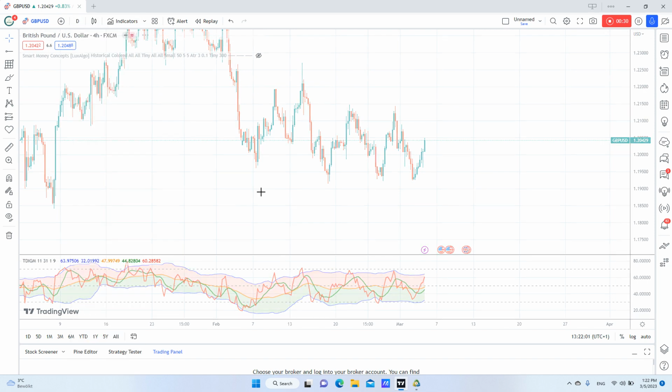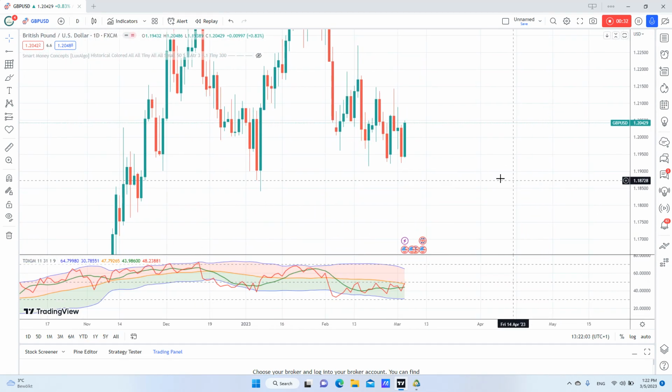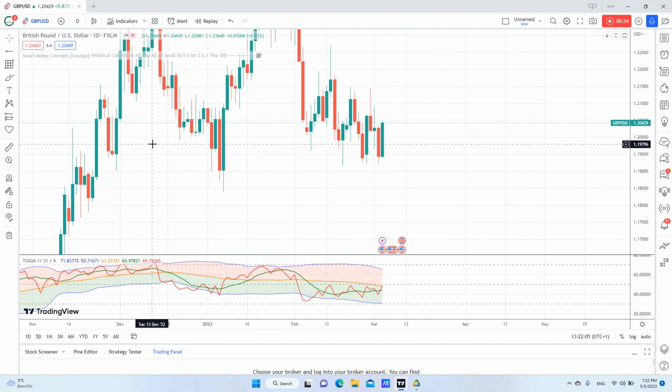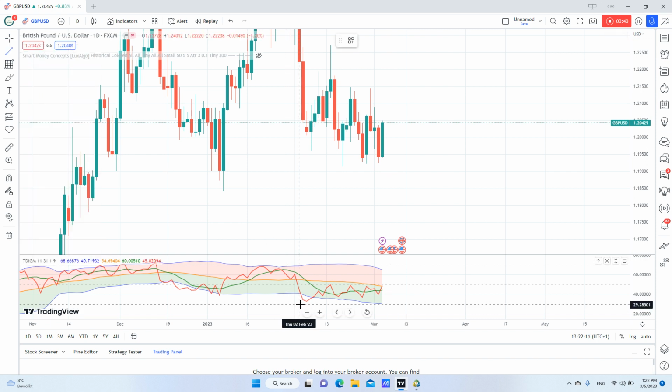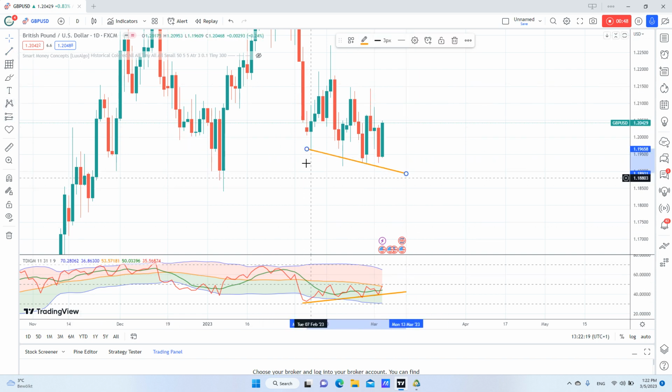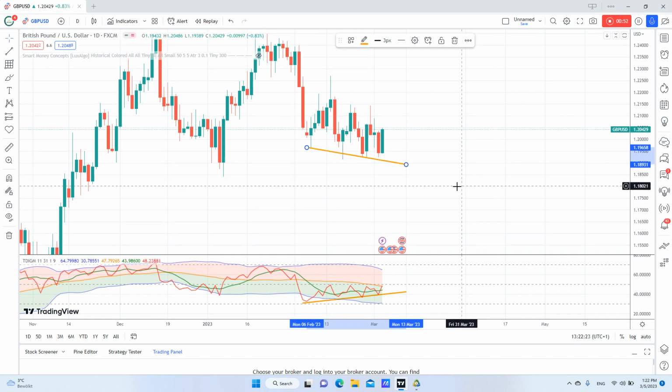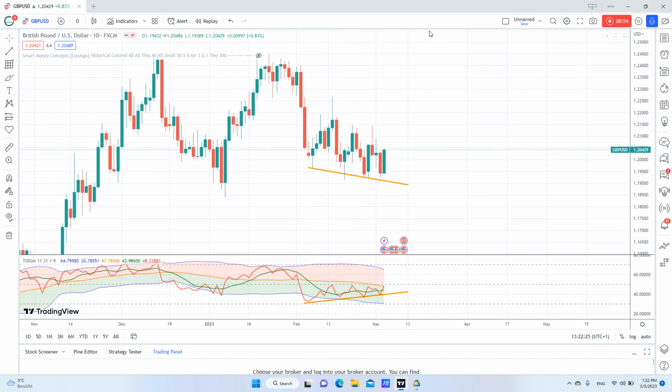First, I will go back to daily. So if you can look here, on the TDI, we have actually higher lows, while here we have lower lows. So we can say we have a divergence here, which supports the idea of this coming up.